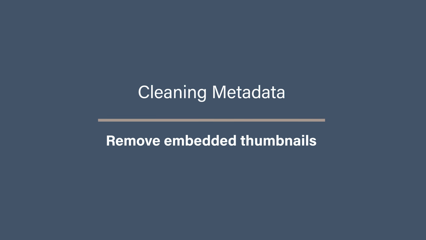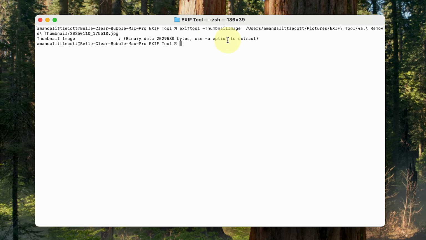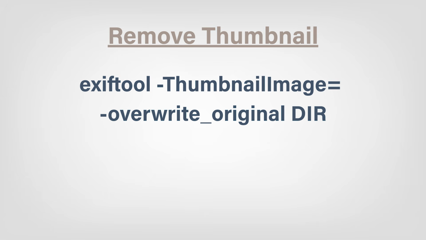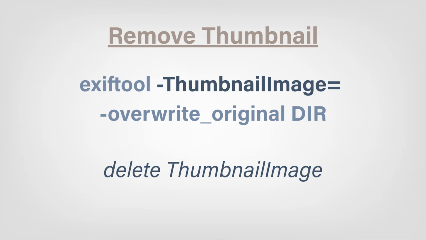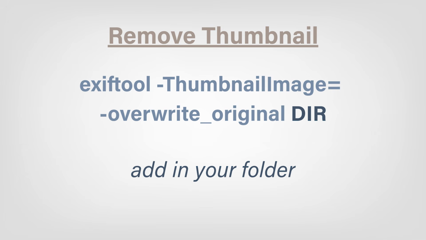Remove embedded thumbnails. So if I look at this file using the EXIF thumbnail image command, here you can see I do have a file because it gives me a result. But if I use this command, it will overwrite and get rid of that image. What the command is doing is this -thumbnail image, the equals tells the EXIF tool to delete that tag. In this case, it removes the hidden thumbnail copy of your photo. The -overwrite original updates the file directly without keeping a backup. And dir is your folder of files.